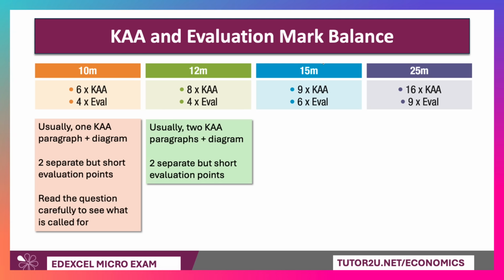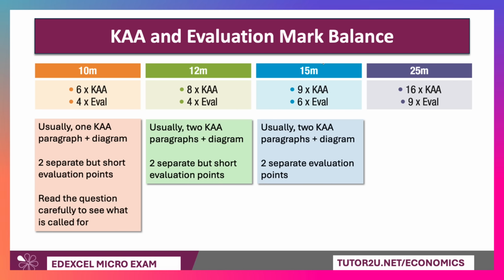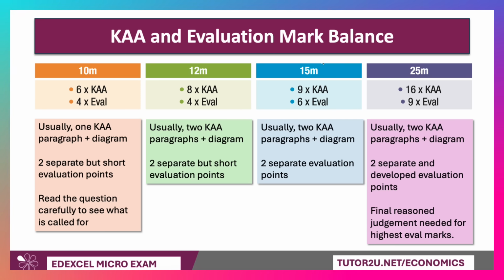12 marks, same structure really, two KAA paragraphs, nearly always a diagram in there, and again two separate but relatively short evaluation points. 15 marks, the last part of the data response, usually two KAA paragraphs plus a diagram, two separate evaluation points. And then we get to the 25 marker, two KAA paragraphs plus a diagram, maybe two diagrams, who knows if you have time, providing they're relevant, and crucially two separate and developed evaluation points. And with the 25 marker we need to see a final reasoned judgment for the highest evaluation marks.